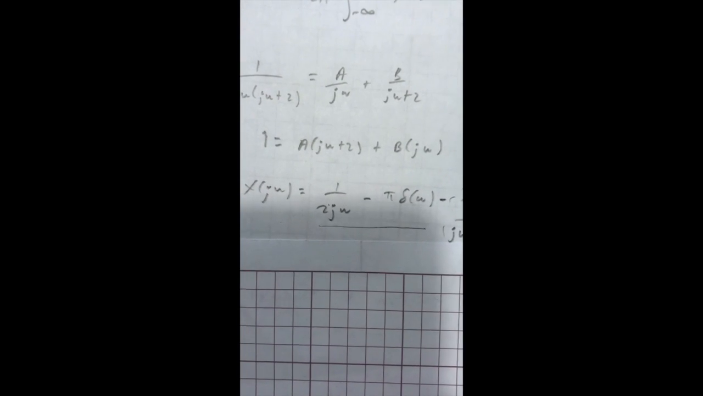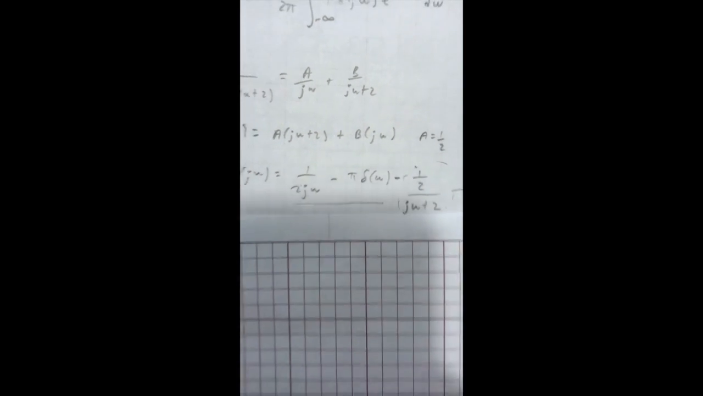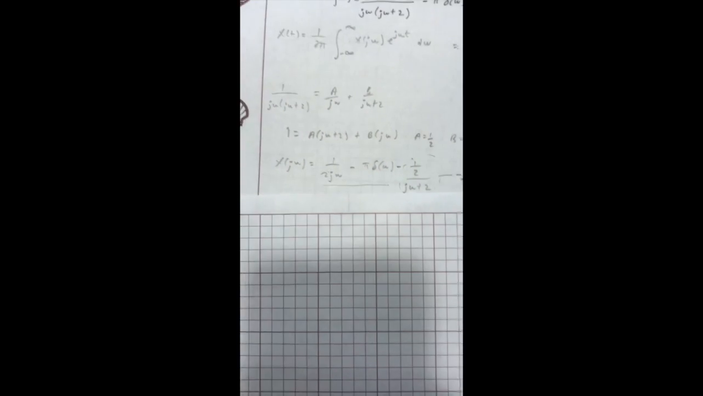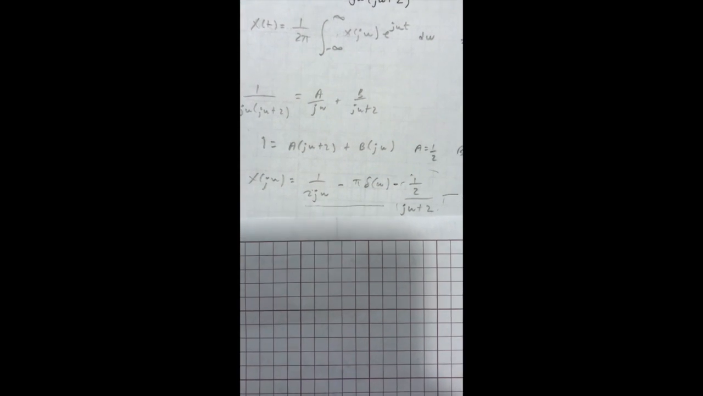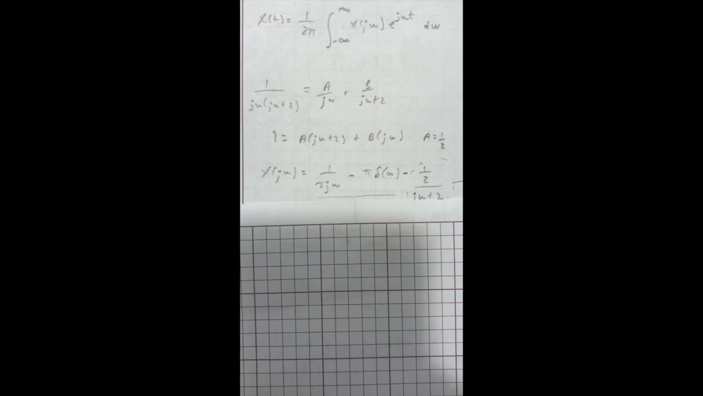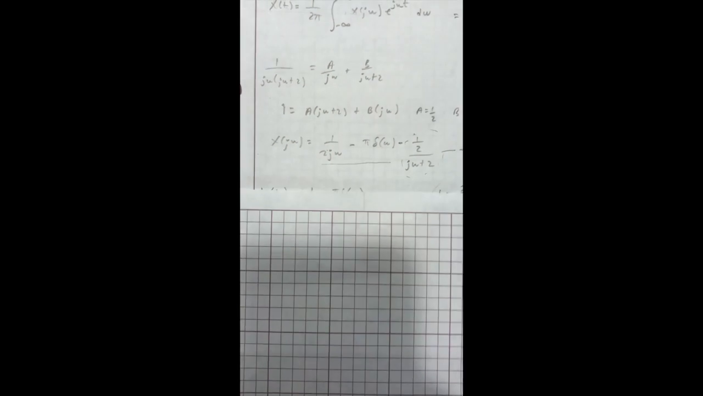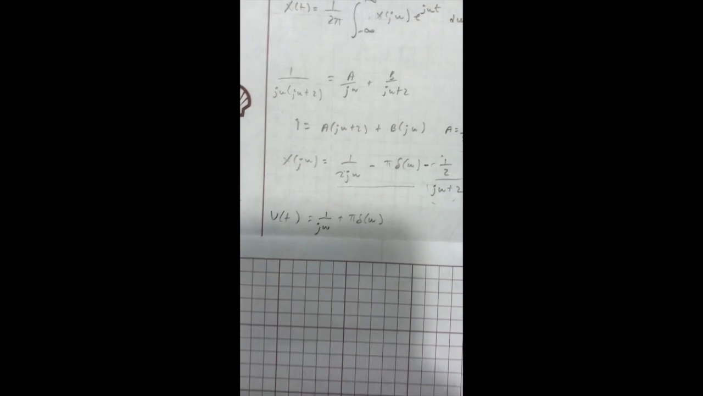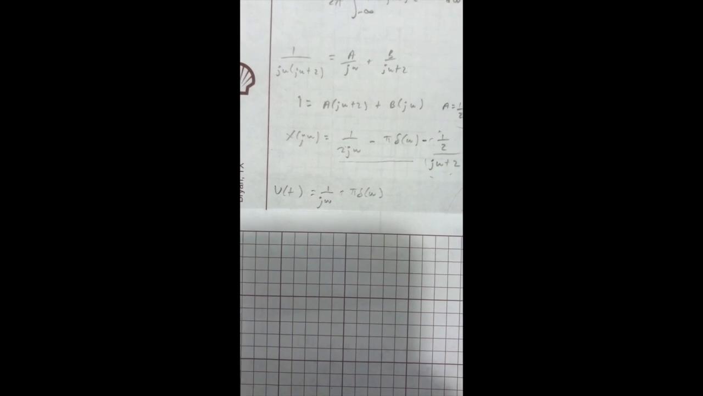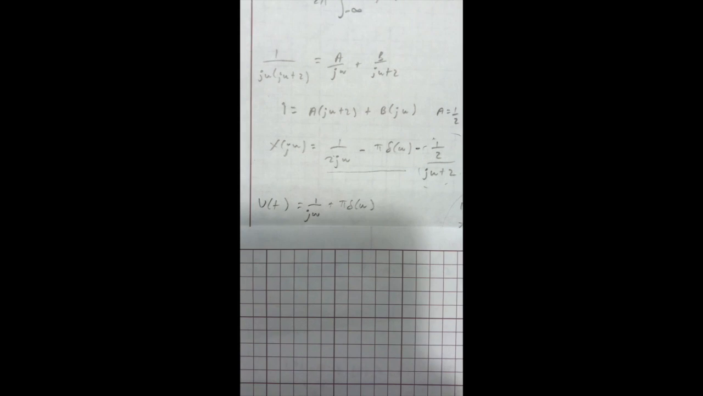Now, we want to deal with this 1 over 2j minus pi delta of omega. So what are we going to do here? Well, you have to realize that this resembles a property that's on the Fourier transform tables. This resembles a unit step function, which is equal to 1 over j omega plus pi delta of omega. Now, it's sort of familiar to ours.